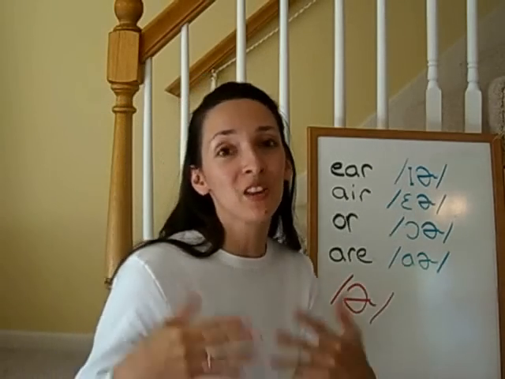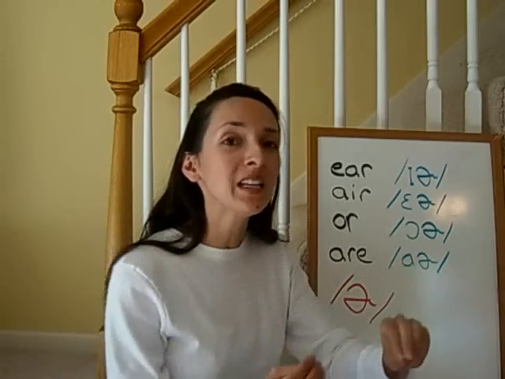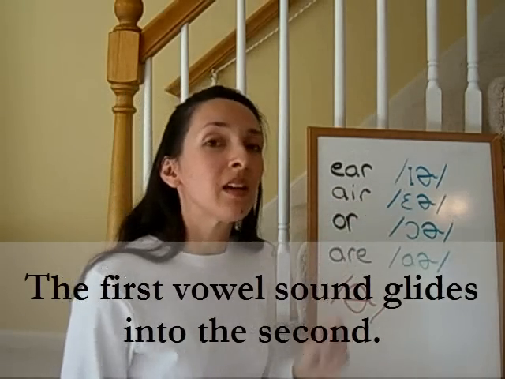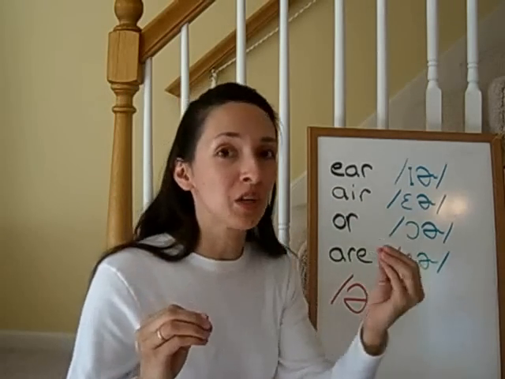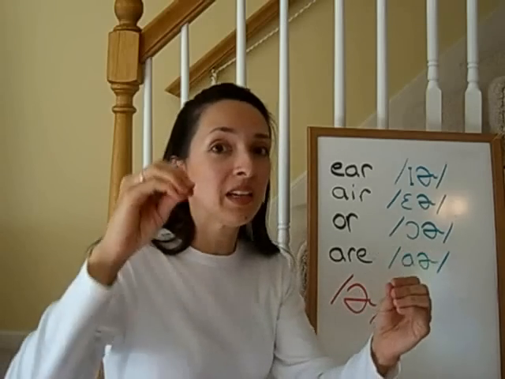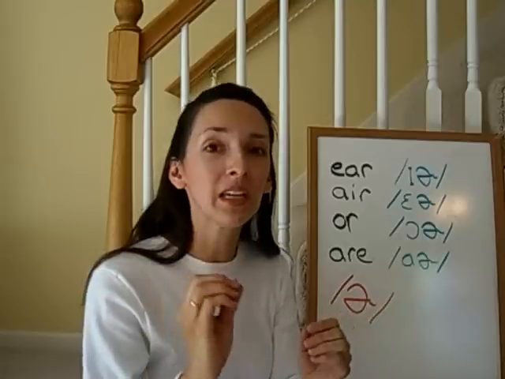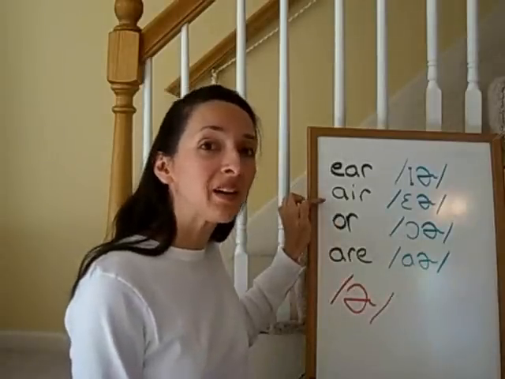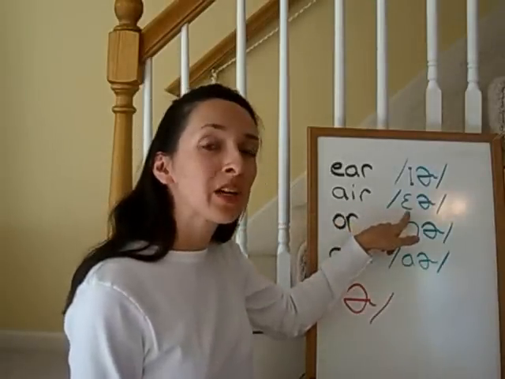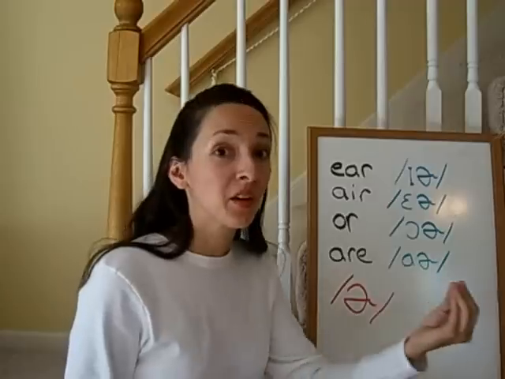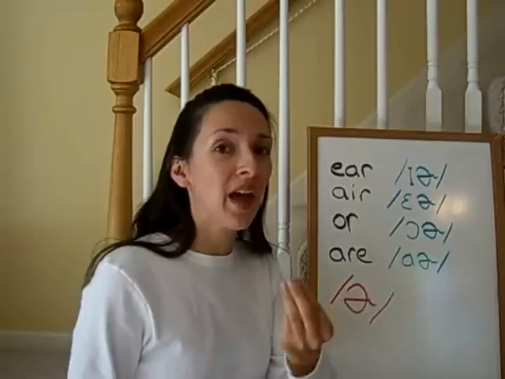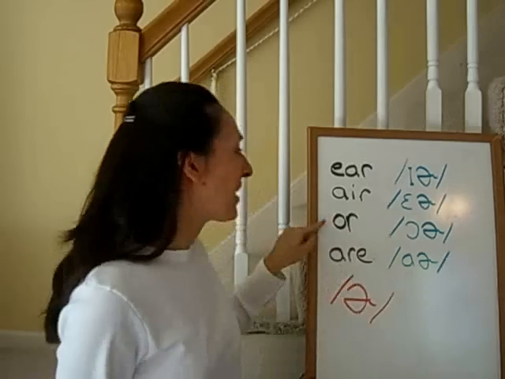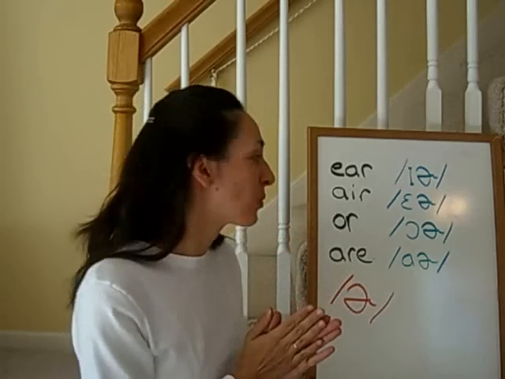What you're going to do is take the first vowel sound and glide into the R sound. So your first sound here is I. I is going to glide into R. I, R. Ear, ear. Get it? The second word is air. The first vowel sound in this word is E. E, R. Air, air, air. And that gliding happens in the next two words as well.